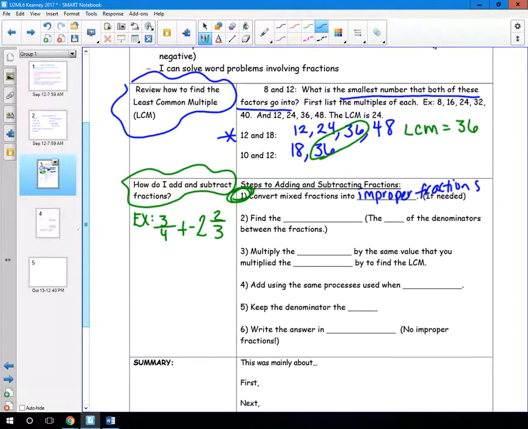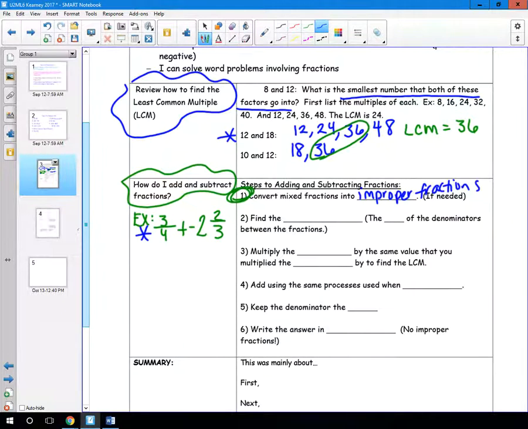Now, sometimes you don't have any mixed numbers, and so you don't have to do this step. But you always look and say, do I have any mixed numbers? And if so, go ahead and convert them to improper fractions. Okay, so when I look at my example back over here, do I have any mixed numbers? I do. I have that 2 2/3.